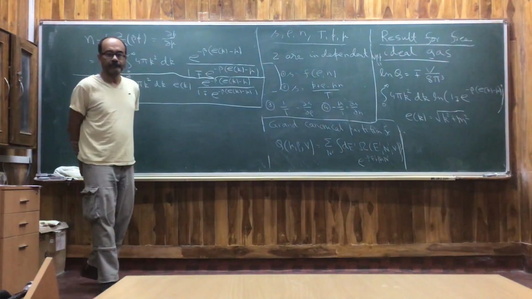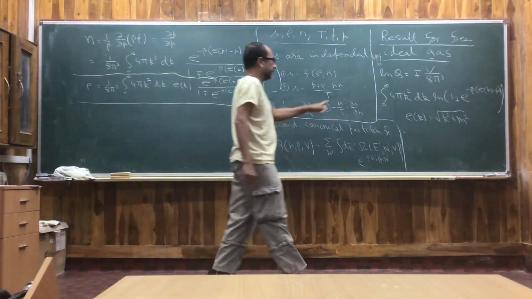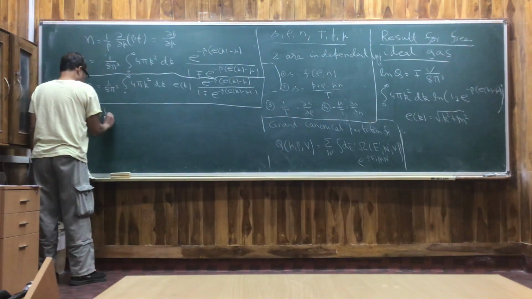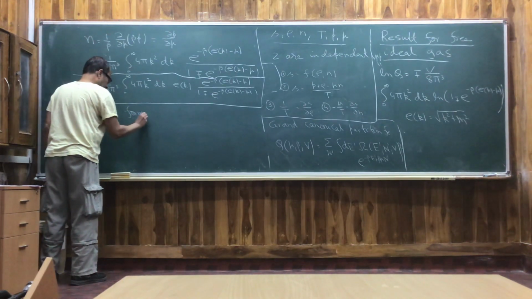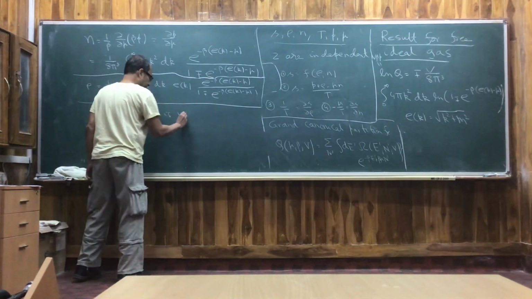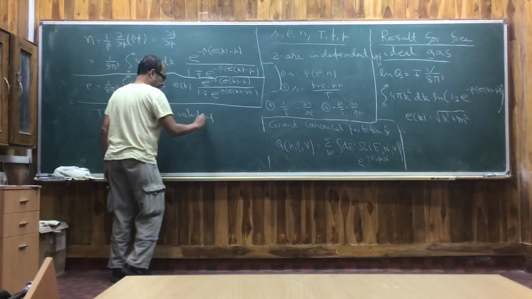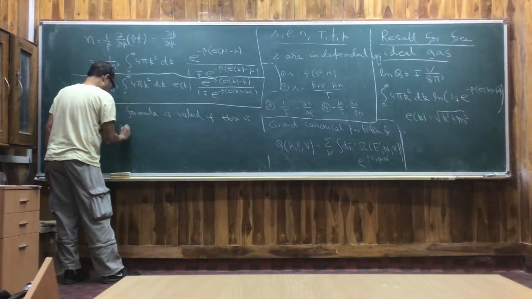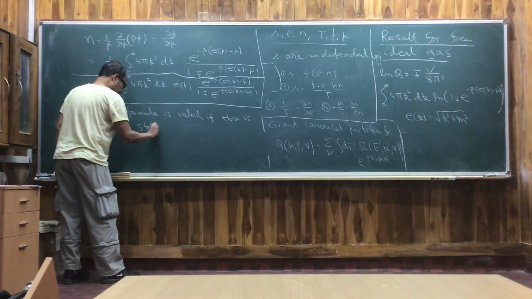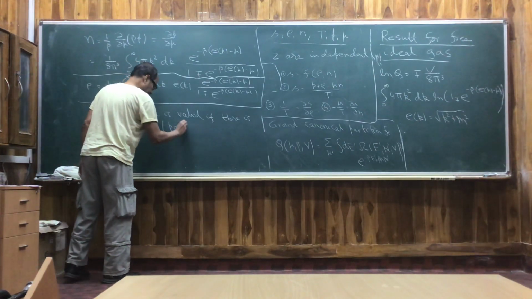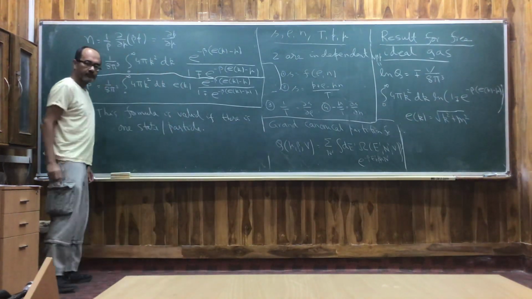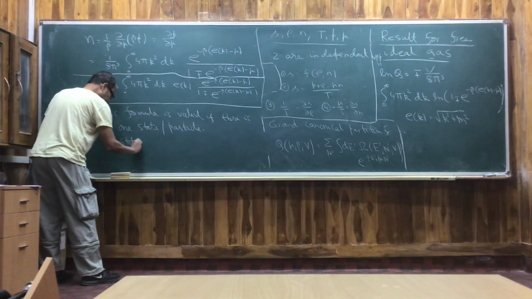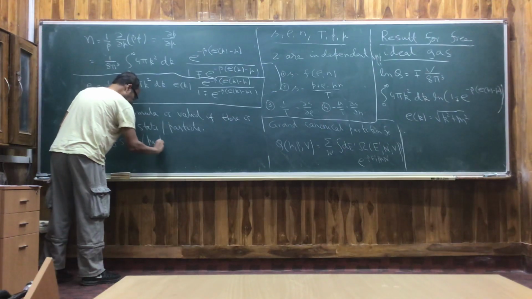The only other thing you have to keep in mind is that this formula is valid if there is one state per particle. If we have g states per particle, then multiply by g.